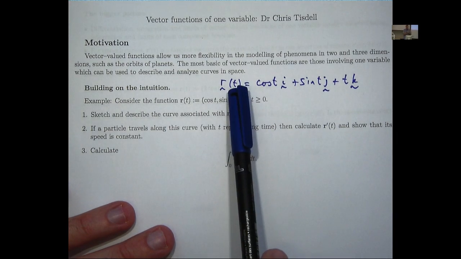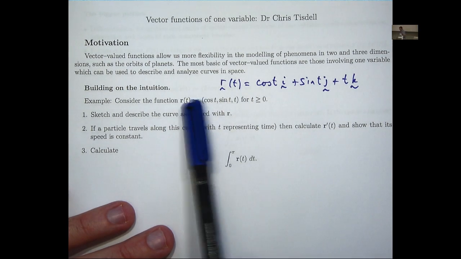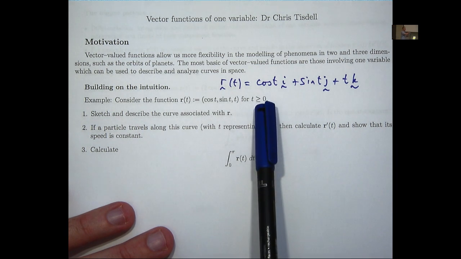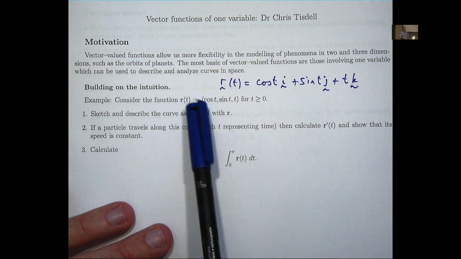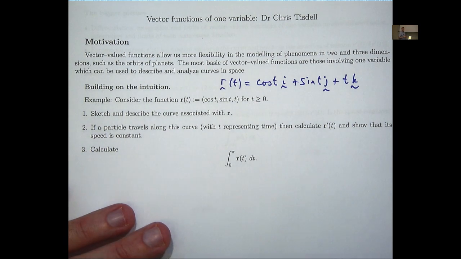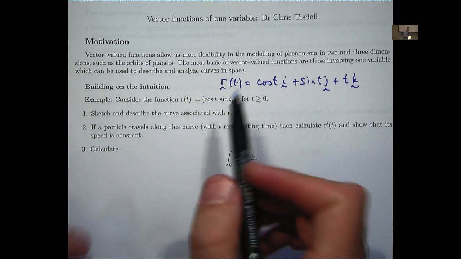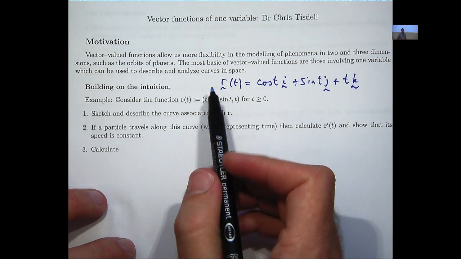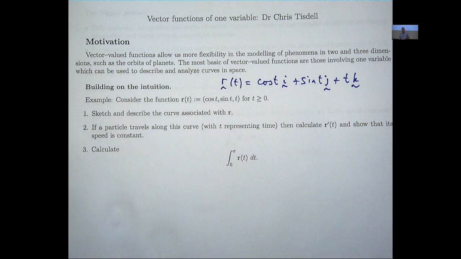Now here t is the variable, and for this particular example, t is non-negative. Think of plugging in any non-negative value of t, and for each value of t you'll get a vector that's outputted by this vector valued function r.